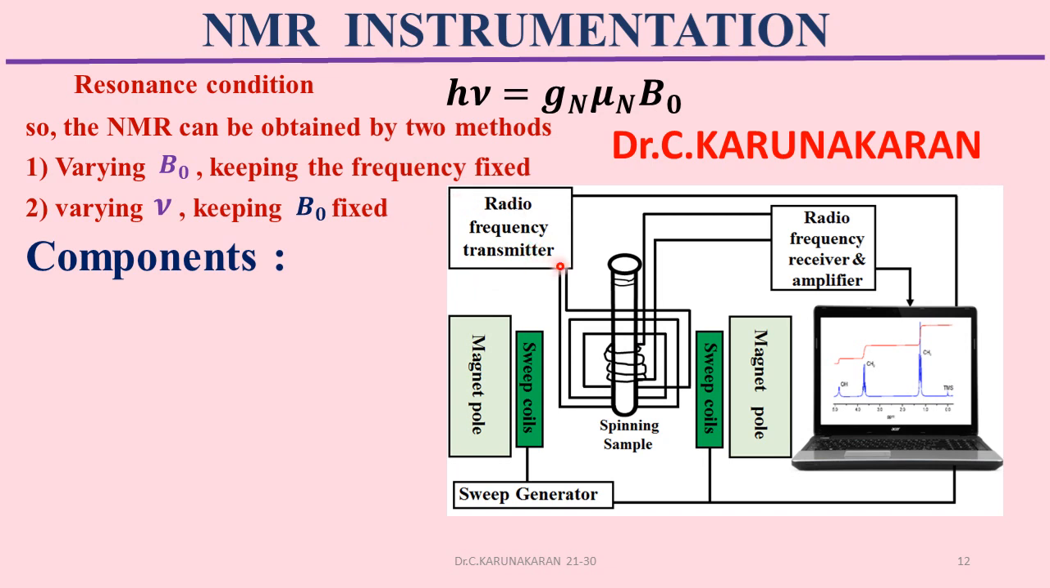The radio frequency transmitter is used to produce radio frequency waves, radiation of frequency nu. It is transmitted to the sample perpendicular to the magnetic field, and the radio frequency receiver is the detector. Using the detector, the radio frequency is received, and the signal is amplified to get the NMR spectrum as shown here.